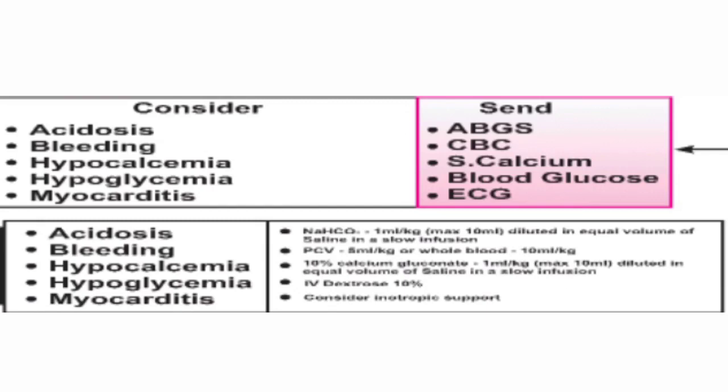For bleeding, you will give packed cells, that is 5 ml per kg of packed cells or 10 ml per kg of whole blood. For hypocalcemia, you will give 10% calcium gluconate 1 ml per kg and the maximum dose is 10 ml, diluted 1:1 with saline and given under cardiac monitoring. For hypoglycemia, you will give dextrose 10%, that is 4 ml per kg. For myocarditis, you will start inotropic support.